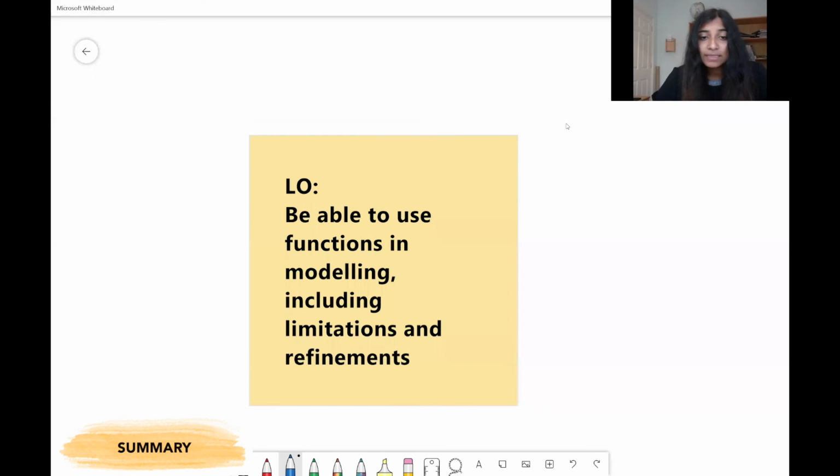So I hope you found this lesson really useful. Just to sum up what we did, we went through being able to use functions of modeling, including learning about their limitations and also how to figure out their refinements. So make sure you do some practice questions to fully consolidate everything we've covered. But otherwise, thank you so much.